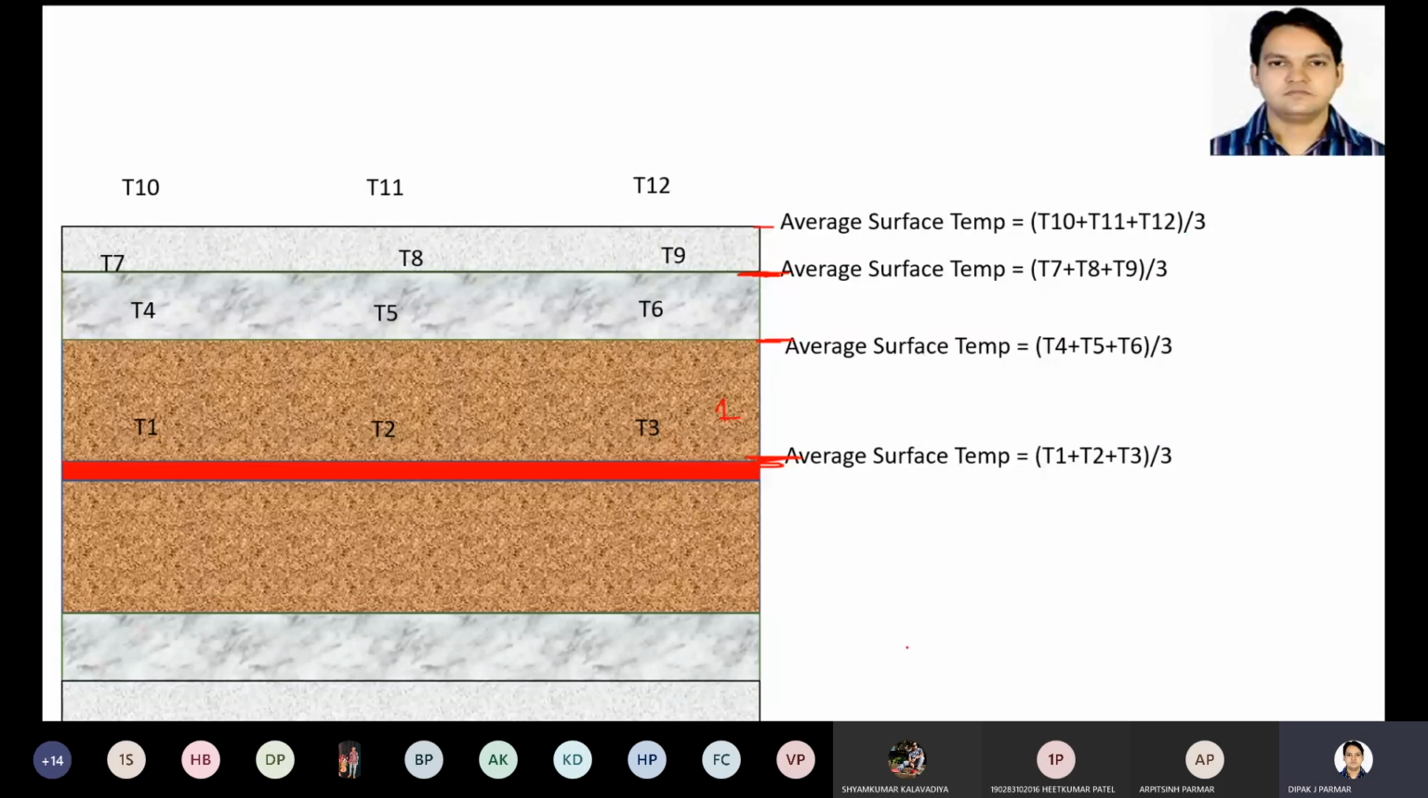Same way, there will be an average temperature. Here we will take the average temperature. Here we will take the temperature. Here we will take it. And as mentioned, heat is transferred in this direction.